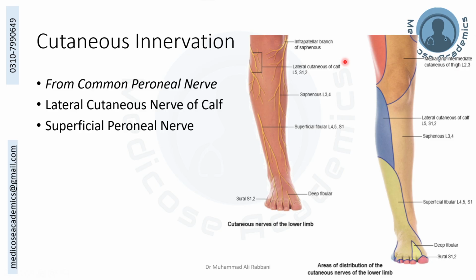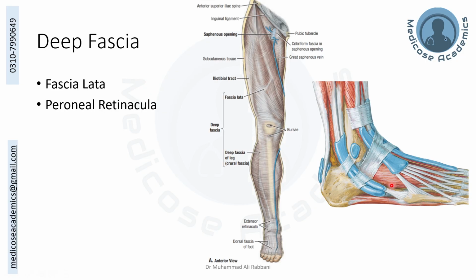The cutaneous nerves that supply it are two, both of them branches of the common peroneal nerve. On the upper aspect, shown in the blue area here, are the branches of the common peroneal called lateral cutaneous nerves of the calf. On the lower part, extending onto the dorsum of the foot, is the main continuation, the superficial peroneal nerve, and that in turn is a branch of the common peroneal nerve.